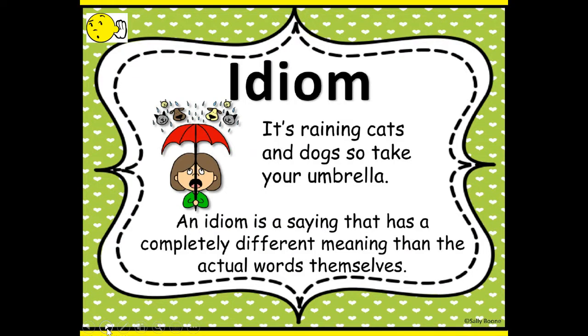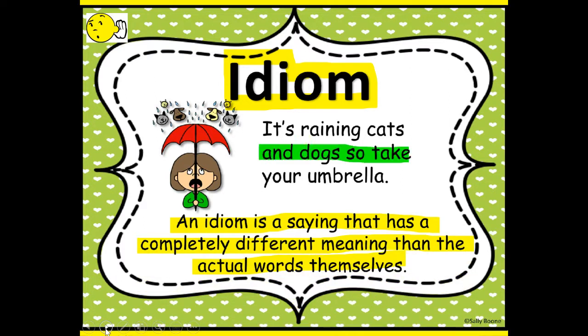All right, so listen here. Idiom. An idiom is a type of figurative language. An idiom is a saying that has a completely different meaning than the actual words themselves. So here's an example of an idiom. It's raining cats and dogs, so take your umbrella.